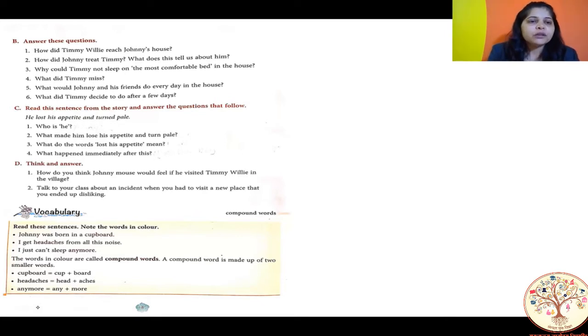No? Clear? Now what did Timmy miss? Fourth number, टिमी क्या मिस करता था, वो अपने विलेज को मिस करता था, वो अपने गार्डन को मिस करता था, वो अपने टाइप के खाने को मिस करता था. ओके नाउ नेक्स्ट क्वेश्चन, व्हाट वुड जॉनी एंड हिज फ्रेंड्स डू एवरी डे इन द हाउस. सब लोग क्या करते थे दिन भर घर में, दे यूज्ड टू डू पार्टी एंड पार्टी एंड पार्टी.